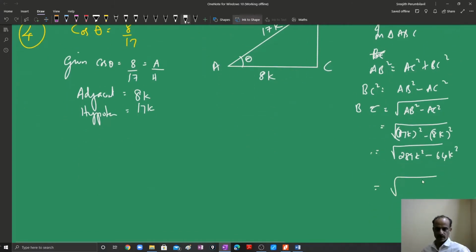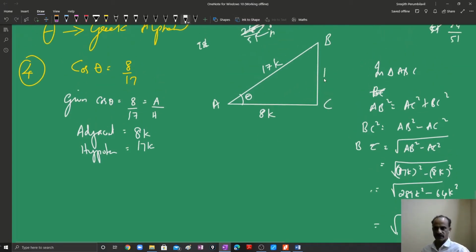That is equal to root of 225k square, or that is 15k. So this is 15k. I repeat, this is equal to 15k. So 17k, 15k. You got the side as 15k. You have been asked to find all the remaining ratios.